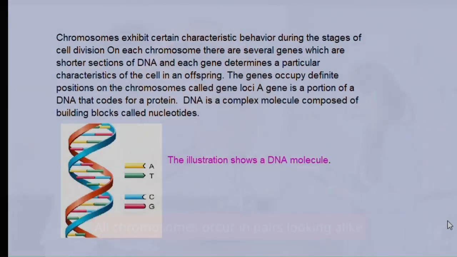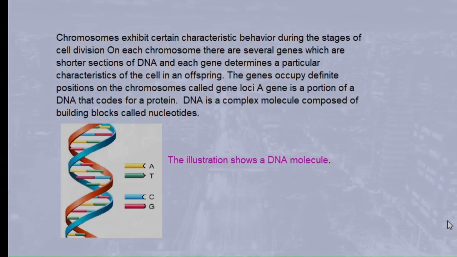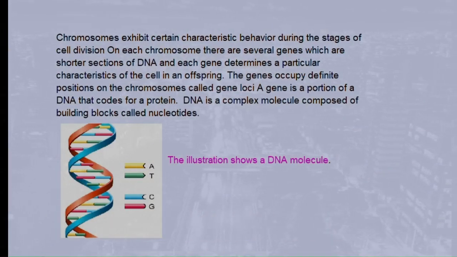Chromosomes exhibit certain characteristic behavior during the stages of cell division. On each chromosome there are several genes, which are shorter sections of DNA, and each gene determines a particular characteristic of the cell in an offspring. The genes occupy definite positions on the chromosomes called gene loci. A gene is a portion of a DNA that codes for a protein.